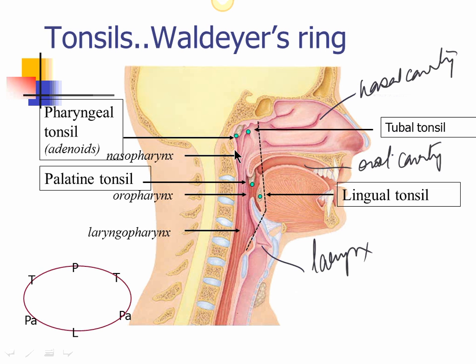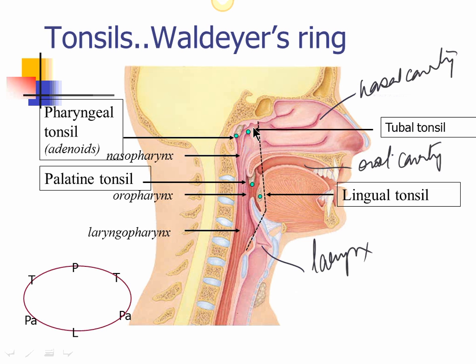This part which is behind the nose is known as nasopharynx. This part which is behind the oral cavity is called oropharynx. And this part which is behind the larynx is called laryngopharynx. So it automatically tells you what it is behind.